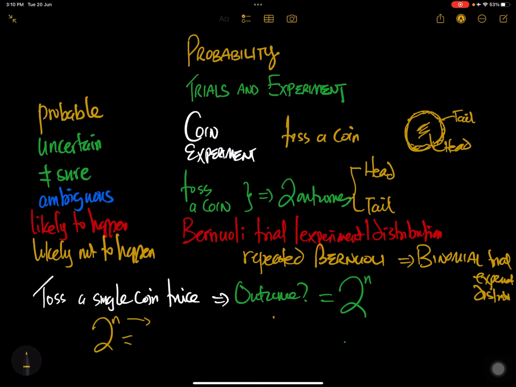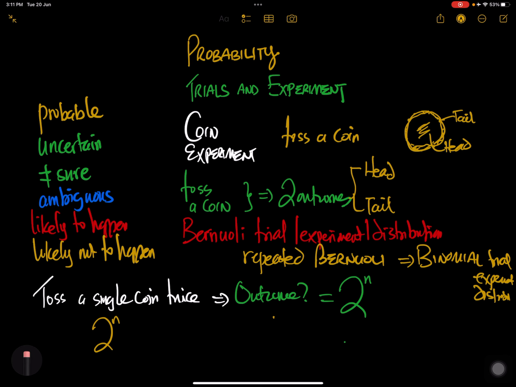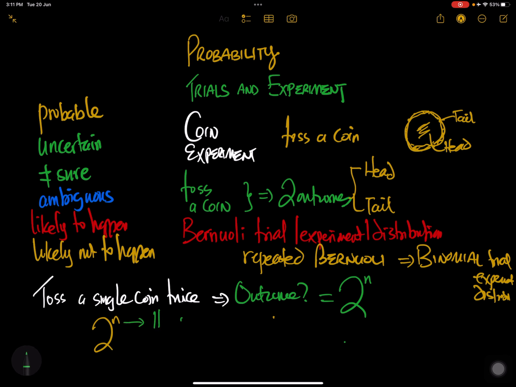The n here is known as the number of trials, or the number of times you toss the coin. The number of times of tossing the coin.